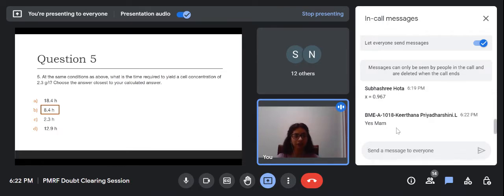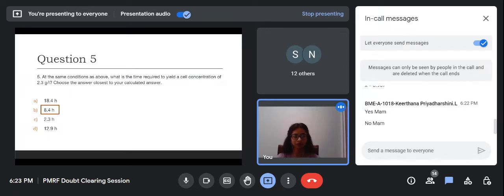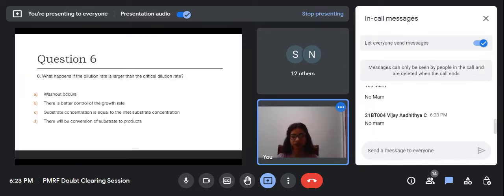Does anyone have a doubt regarding this question? Is there anyone who didn't understand how to solve this question? Okay, I'm moving on, assuming that you have understood.